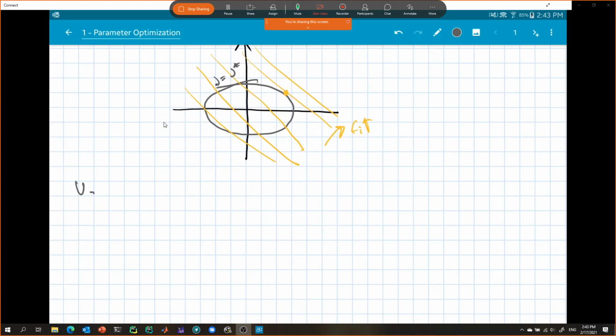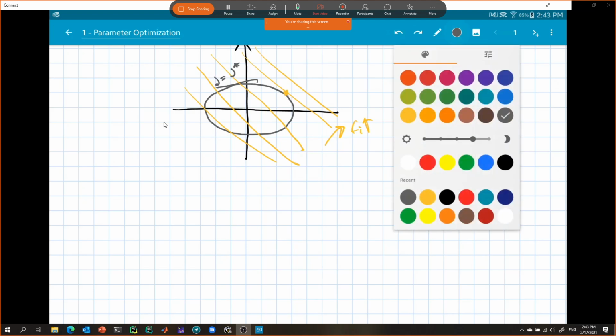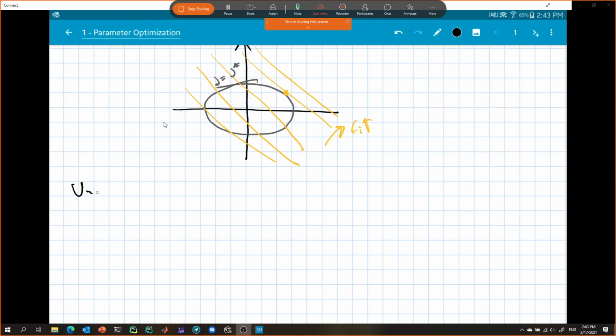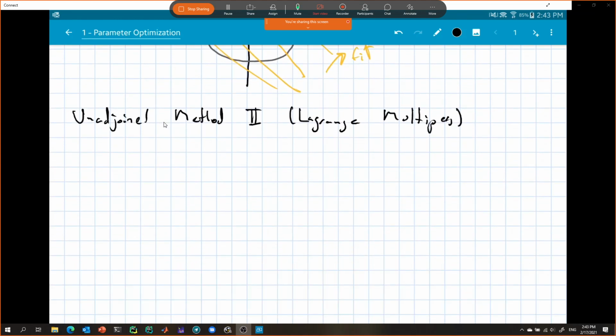Okay, so hopefully I'll try to speed it up here. So we go to the unadjoined method 2. And then this is where we introduce Lagrange multipliers. For convenience, I'm going to combine U and X in one single vector, and for now I'll call that Y.